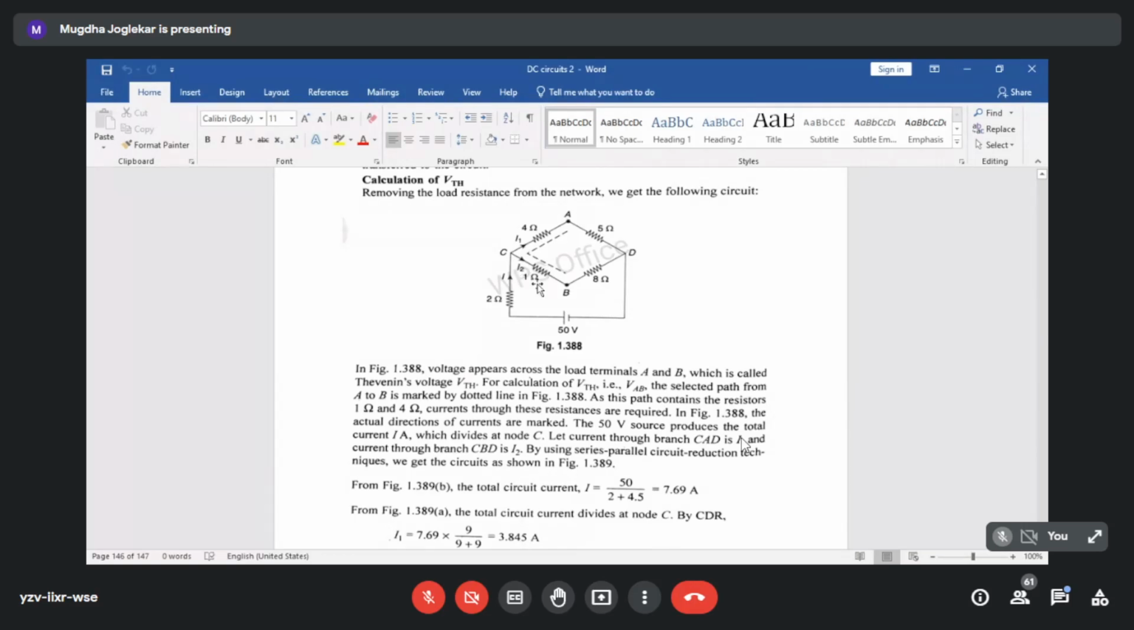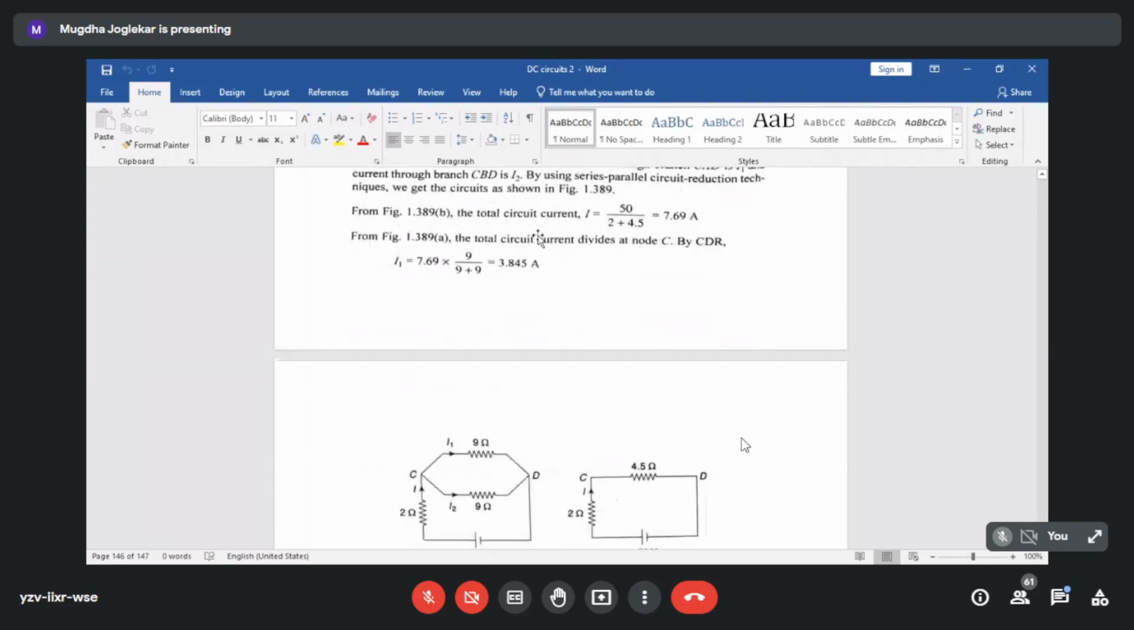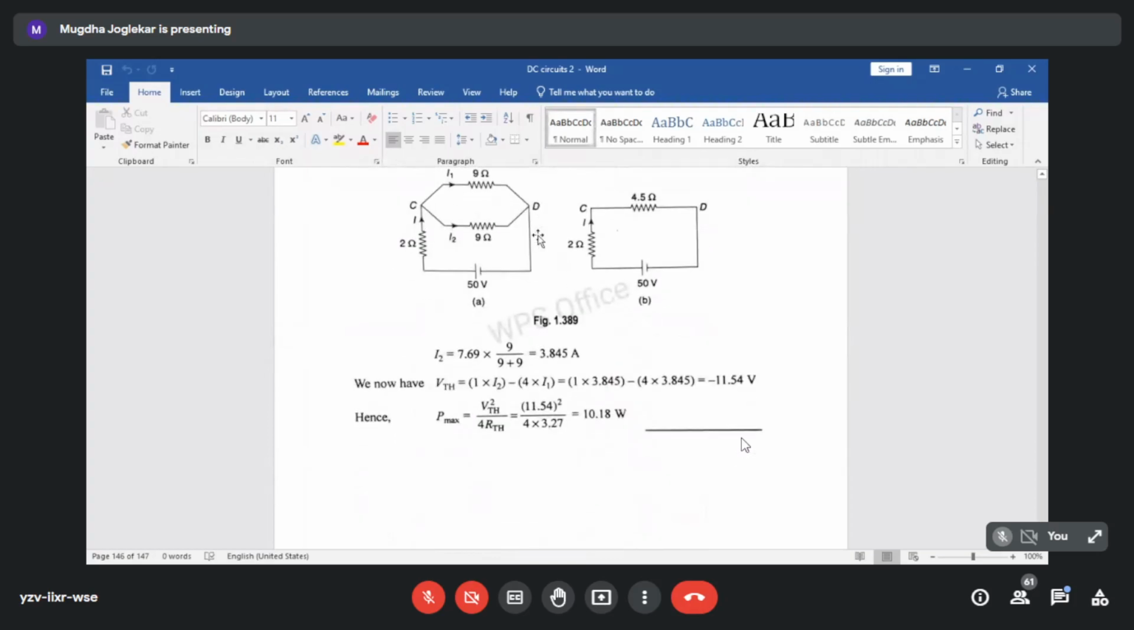So 1 into I2. Then plus for 4 ohm, the KVL direction and your current I1 are in the same direction. So you will write 4 into I1 but with a minus sign, and you will get the answer. So you can check here the answer of VTH and Pmax.